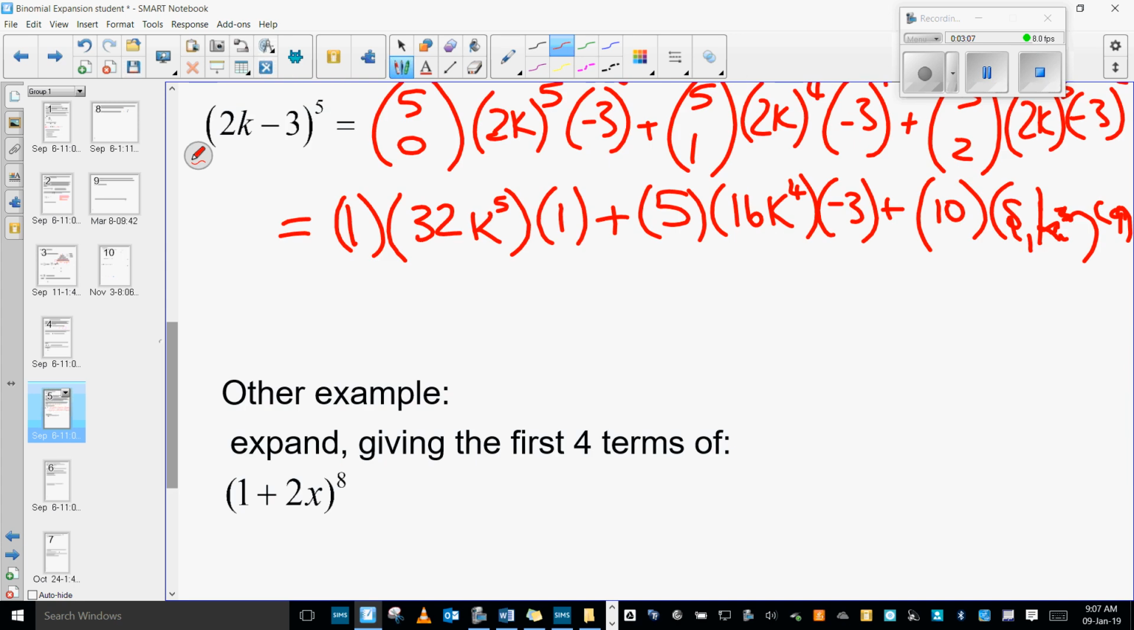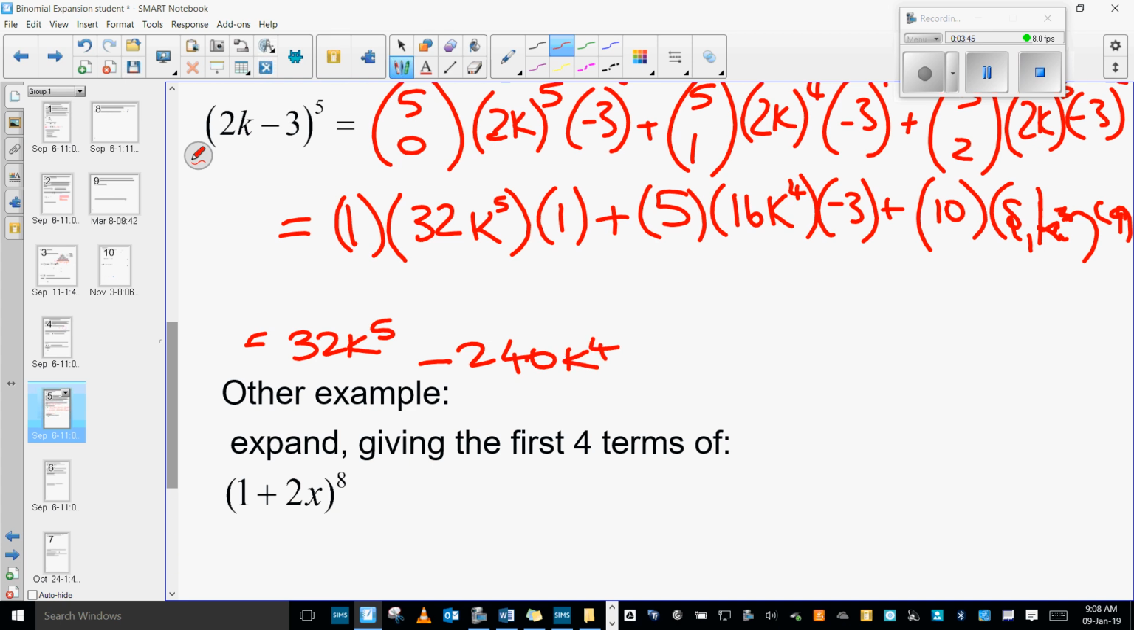Alright, now I'm going to finally do my final answer. So we've got 1, multiply this, so that's obviously just 32k to the power 5. Now, we've got some big multiplications going on here. We've got 5 multiplied by 16 multiplied by -3. We may need a calculator here. -240. So that's -240k to the power 4.